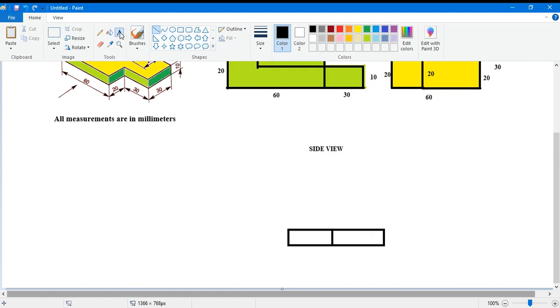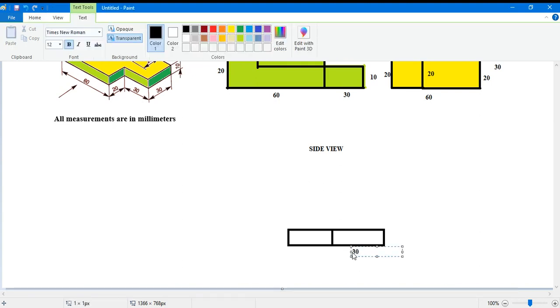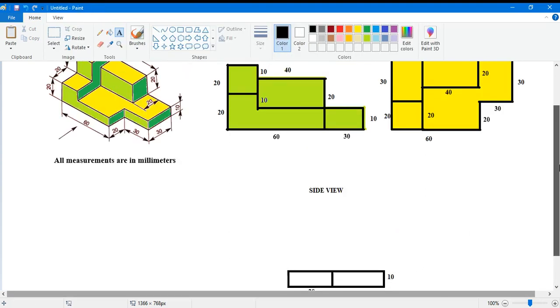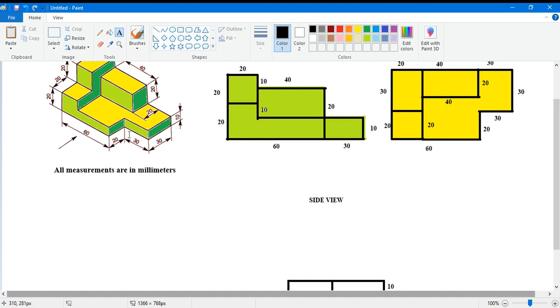What is the measurement of this? This is gonna be 30. This is gonna be 20. And this, what is the height here? Gonna be 10. Right? You see? Now I have this, so I need to draw this part here also. Okay, well, how much will be this part here? This is 20 and this is gonna be 20.